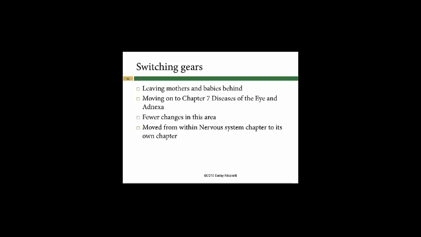Diseases of the eye used to be in the nervous system chapter in ICD-9, but it's been moved to its own chapter in ICD-10. It was diseases of the nervous system and sense organs. And so eyes got their own chapter, and ears got their own chapter too. But there are not so many changes in this chapter.